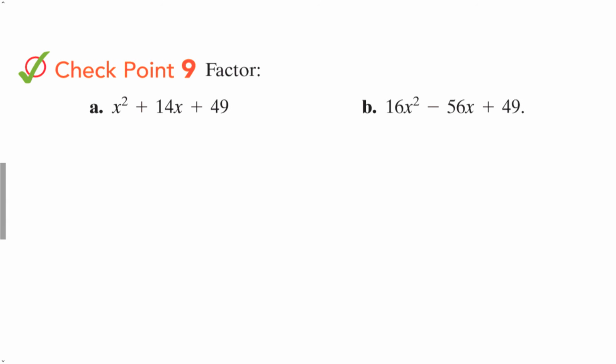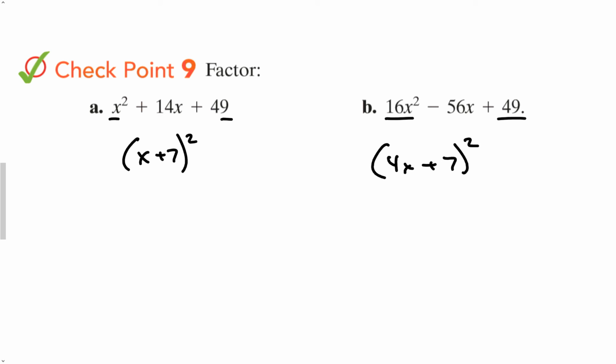My 2 checkpoints: perfect square, x plus 7 squared. Does it work? x times 7 is 7x times 2 is 14x. Perfect square, we would have 4x plus 7. If this works, then 4 times 7 times 2 is 56, which it is. Okay.